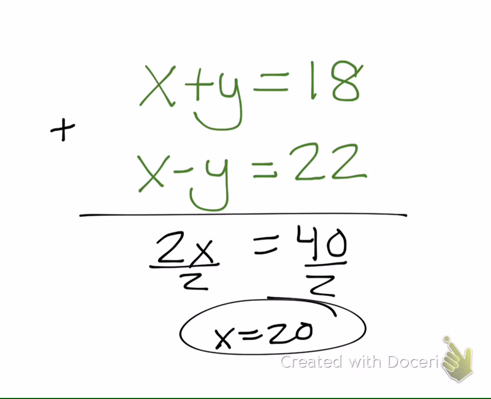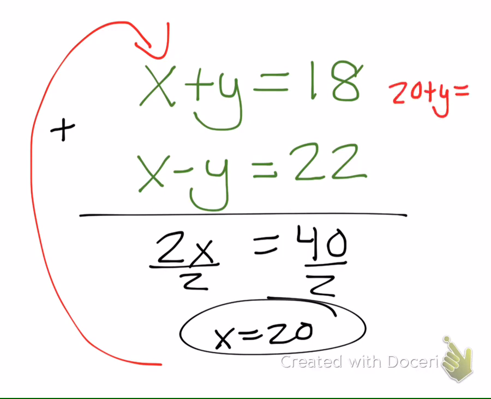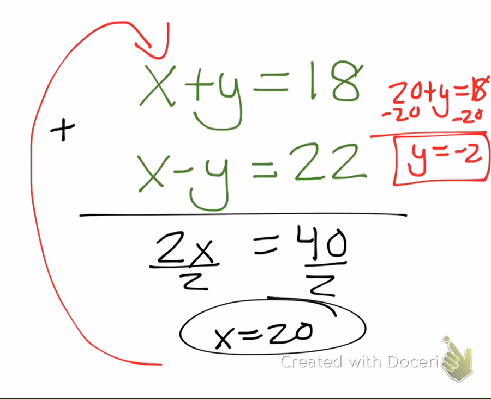Now you need to find out what the other one is. So take it and plug it back into one of them. I'll pick the top one. 20 plus y equals 18. To get y by itself, you subtract the positive 20. And y equals negative 2. And there's my two solutions, right? You add those two numbers, it's 18. You subtract those two numbers, 20 minus negative 2 becomes plus, it's 22. So you can use a system of equations to represent that situation.